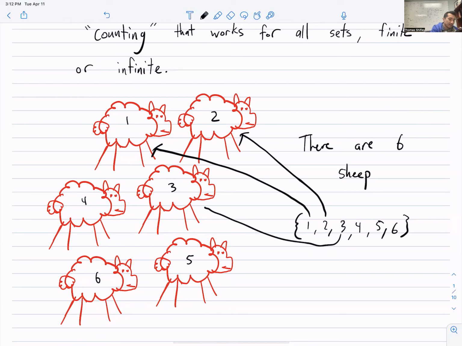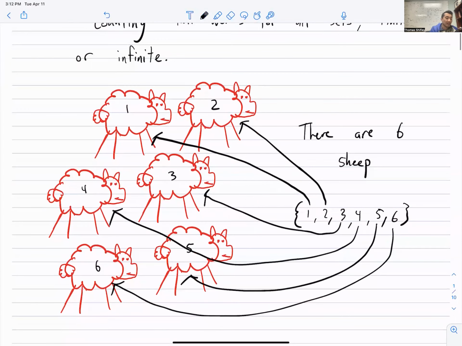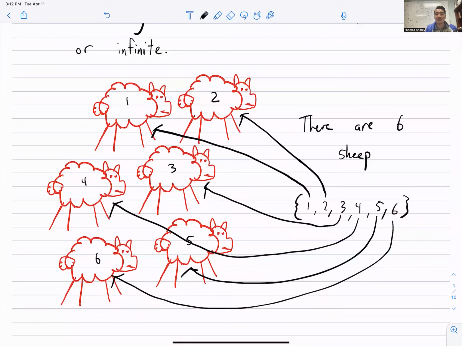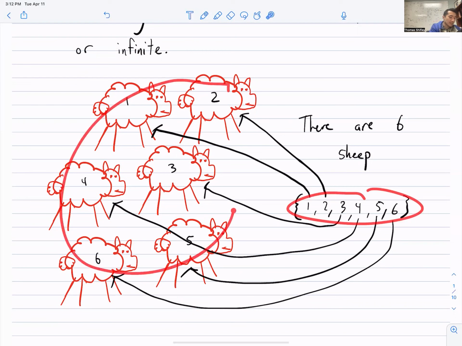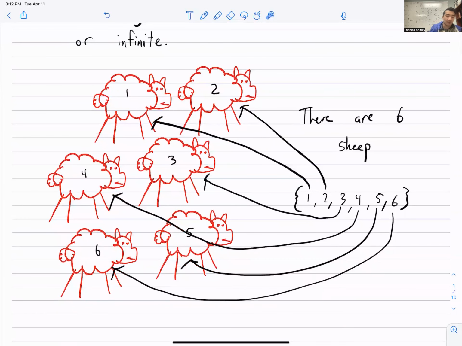And when I draw it with arrows like here, this should be reminiscent of something we've done. If you're thinking this is creating a one-to-one bijection, a one-to-one onto function between a set of natural numbers and the set of things I'm trying to count, then you're exactly right. What counting really is in its essence is creating a function, and it actually goes both ways, right? These arrows go both ways.